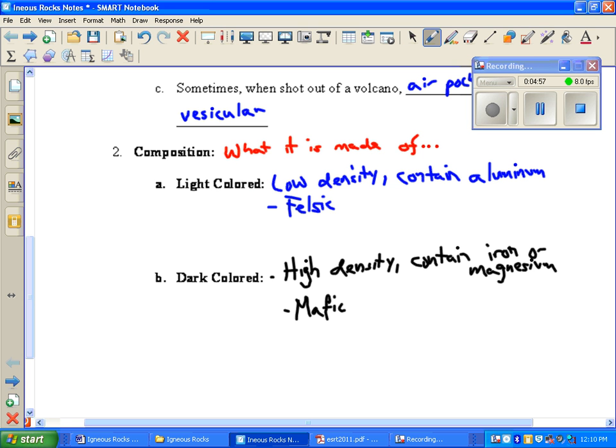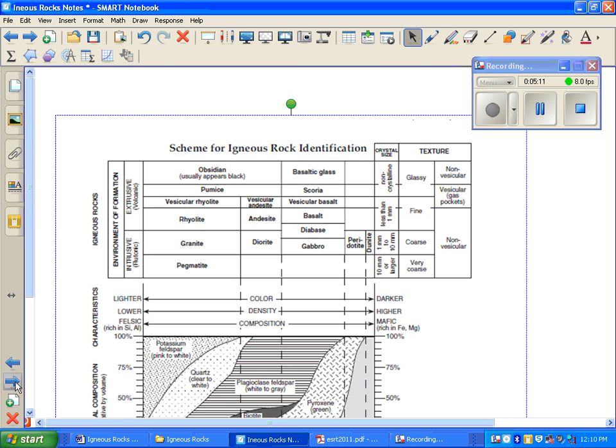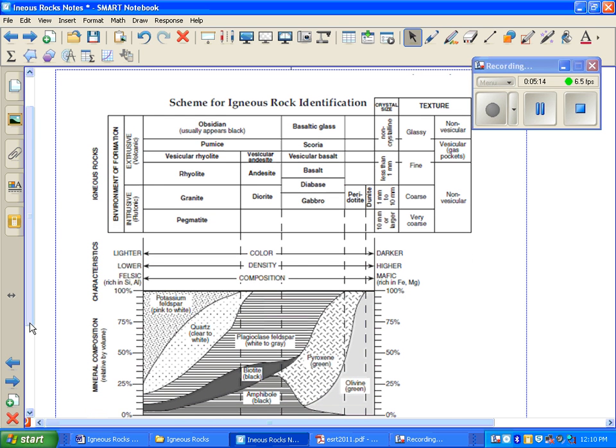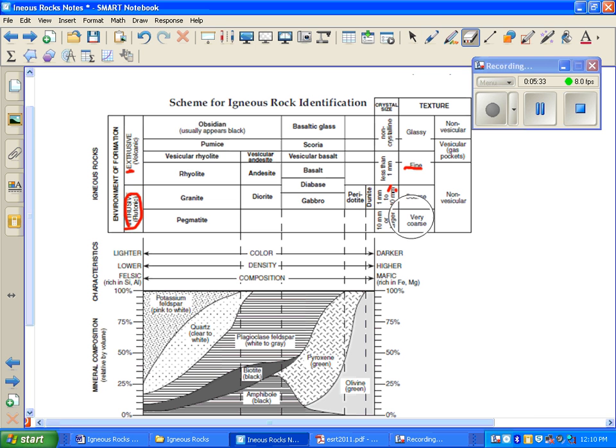Now it seems like a lot of words to memorize. We have intrusive, extrusive, felsic, mafic, low density, high density, but all of this is on the reference tables. I'm going to skip ahead here. I have the reference tables on the last page here. And on the reference tables, it gives us these words like intrusive over here. And intrusive is coarse or very coarse. It has these big crystals, right? Extrusive is here. Extrusive is going to have fine. Fine means small crystals or even glassy. So you can get some clues at least to these words by looking at the reference table.